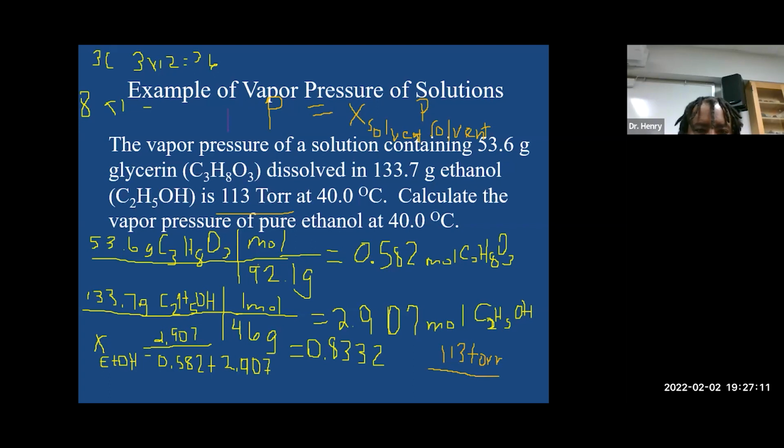Okay, so we go partial pressure divided by our value, which is 0.8332, and that's going to equal P solvent. So it should be 136 torr.